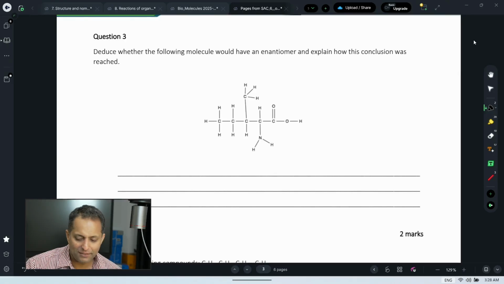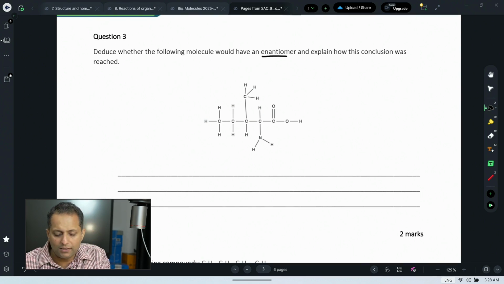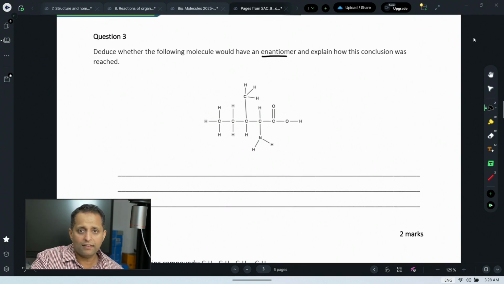Question three. Now, this is a bit of a question that we haven't discussed yet in classes, but we can always learn. The question is asking you whether this given molecule has enantiomers or not. You don't know what an enantiomer is because we haven't discussed those things in classes, have we? No. Okay, what is an enantiomer? It comes under stereoisomerism, under optical isomers.